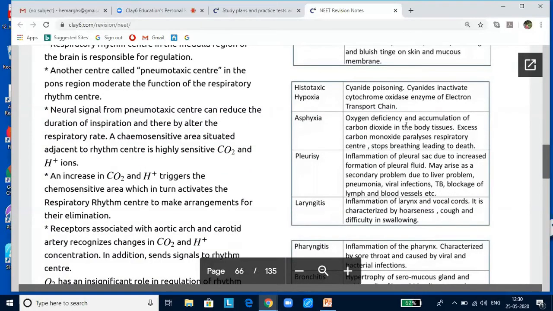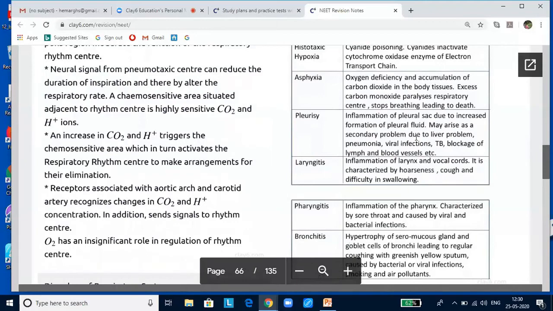Asphyxia is due to oxygen deficiency and accumulation of carbon dioxide in the body tissues. Excess of carbon monoxide will paralyze the respiratory center. It will stop breathing, resulting in death. Pleura is the membrane of the lung, and inflammation of the pleural sac due to increased formation of pleural fluid results in pleurisy. It may arise as a secondary problem due to liver problem, pneumonia, viral infections, tuberculosis, blockage of lymph and blood vessels, etc.